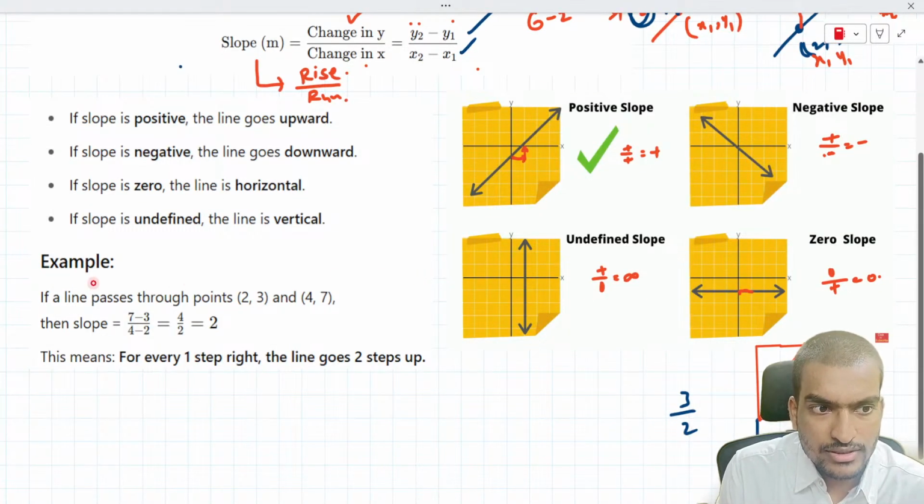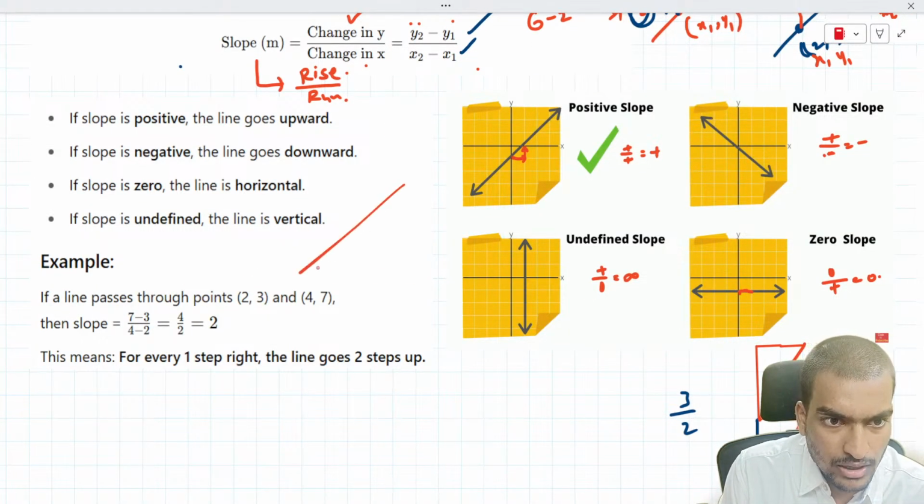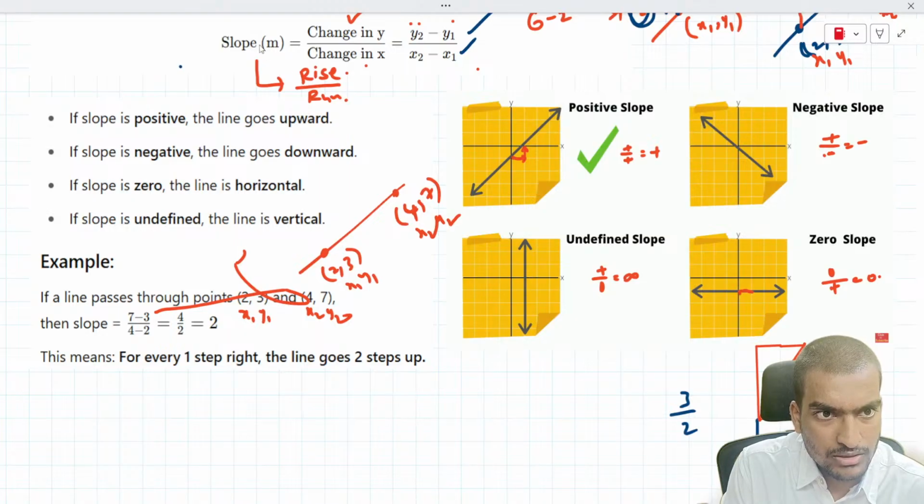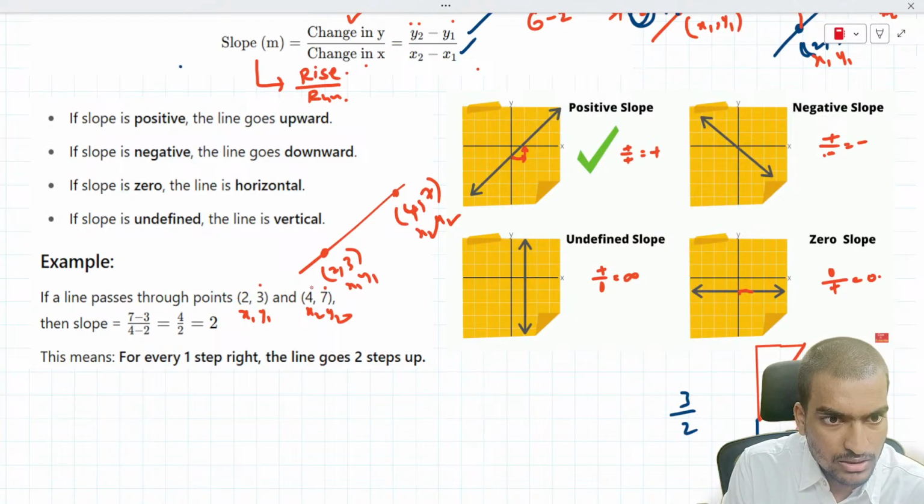Now coming to an example, if a line passes through these 2 points, it's so easy. If a line passes through (2, 3) and (4, 7), what is the slope of this? So this is x1, y1, x2, y2. If that is the case, just substitute into the slope formula. What do we have? Change in y is 7 minus 3, y2 minus y1, divided by 4 minus 2, which gives us 2.